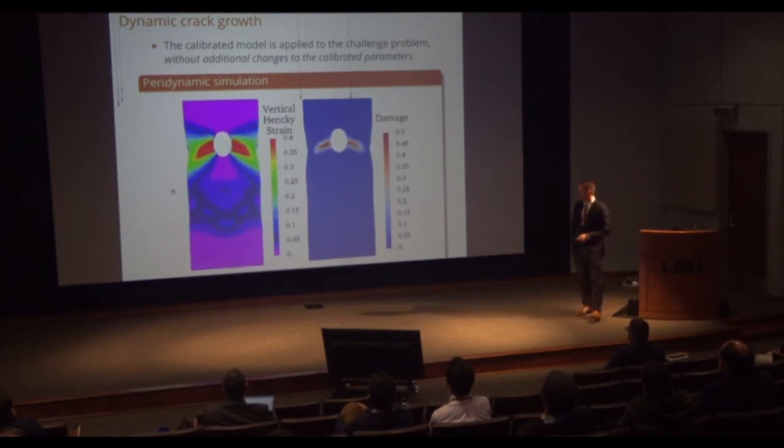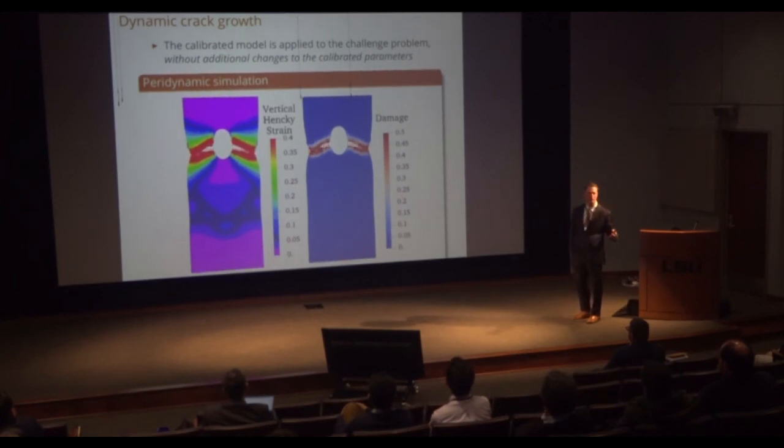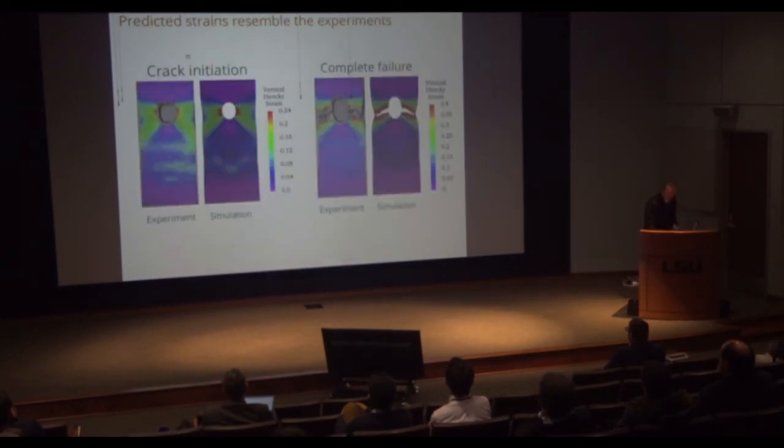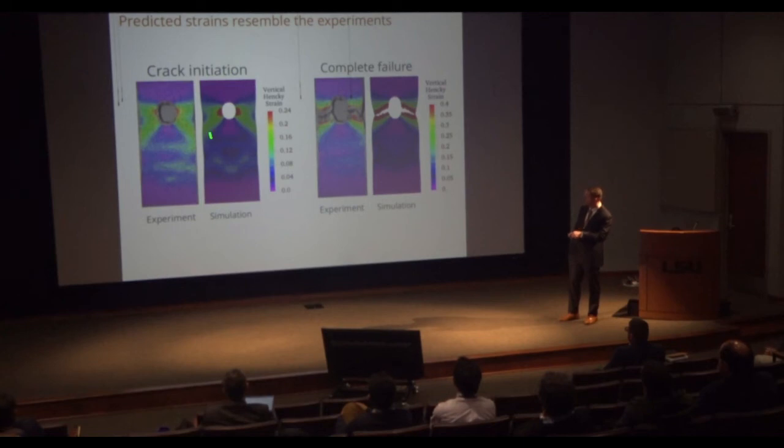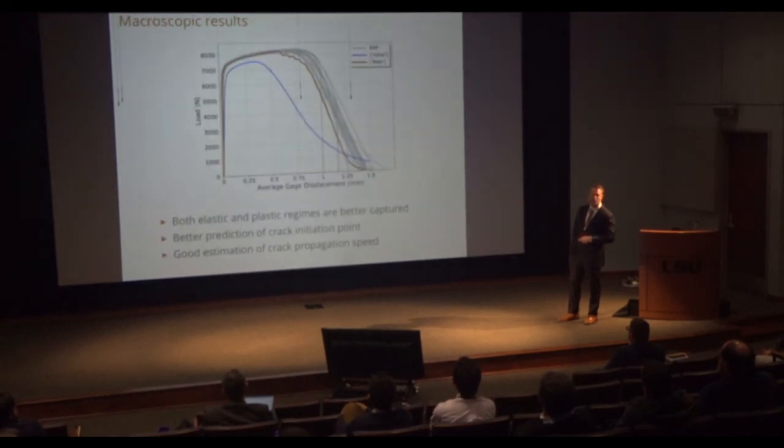This is our simulation. So the crack path isn't what it was before. From a visual perspective, it doesn't look like much change. Here are, again, some quantitative comparisons. This time they are plotted on the same scale. Vertical Hencky strain. This was the experiment. This was our simulation. Experiment, simulation, okay?